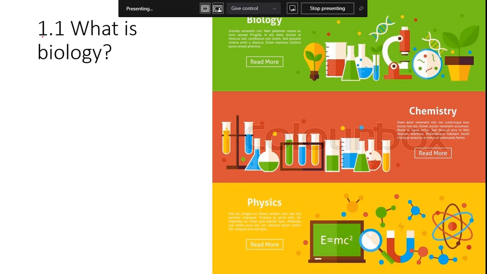And then go next to subtopic 1.1. What is biology? Actually, biology comes from the Greek terms bio and logos. Bio means life, and logos means knowledge.